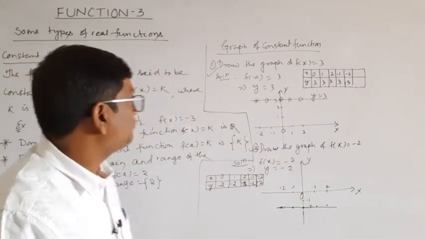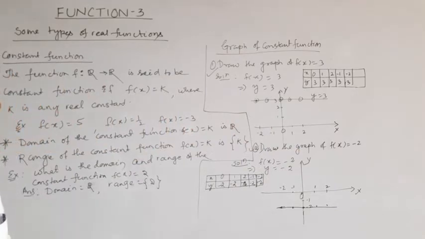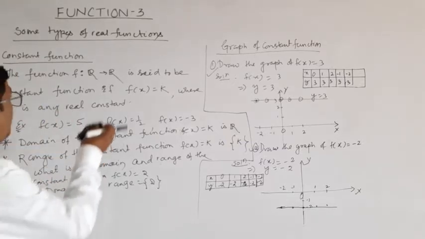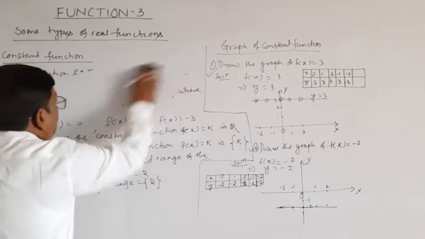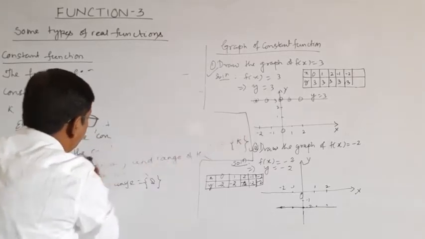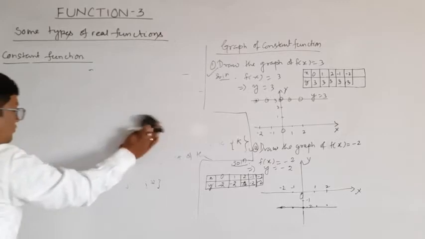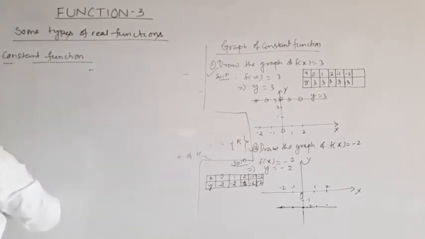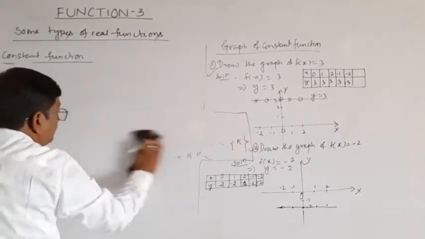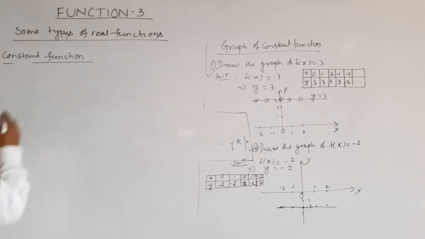Okay. Now we combine these two questions. The combination of the two questions is the graph of f of x is equal to k, where k is a fixed constant.